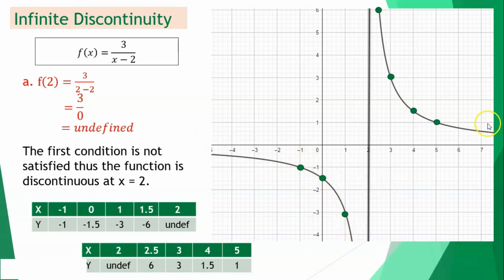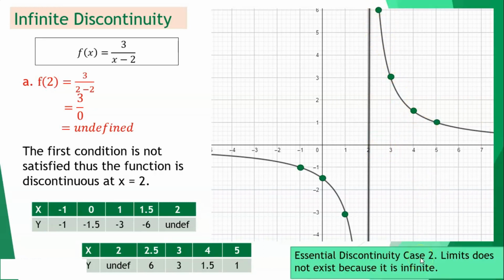So for the other side, if our x is 5, our y is 1. If our x is 4, that would be 1.5. If our x is 3, it's 3. If our x is 2.5, that would be 6. So connecting, this will be our graph. So take note, for discontinuity case 2, the limits do not exist because it is infinite. So take note of that.